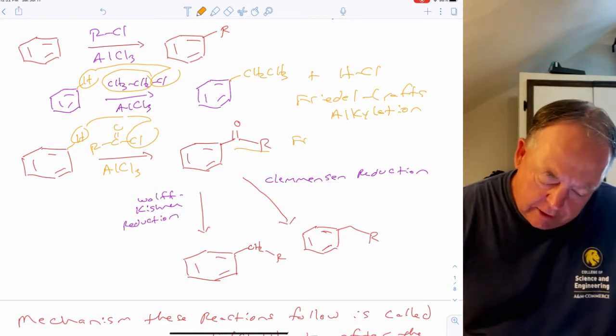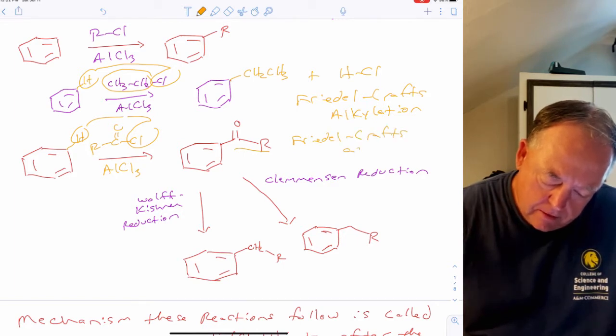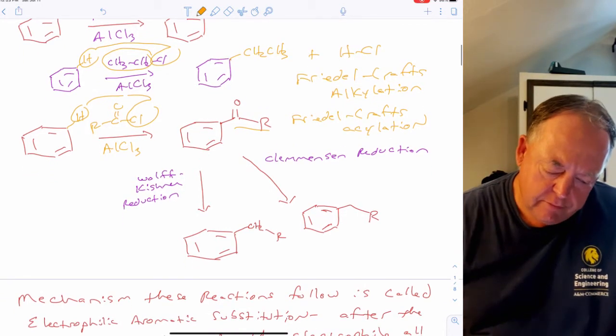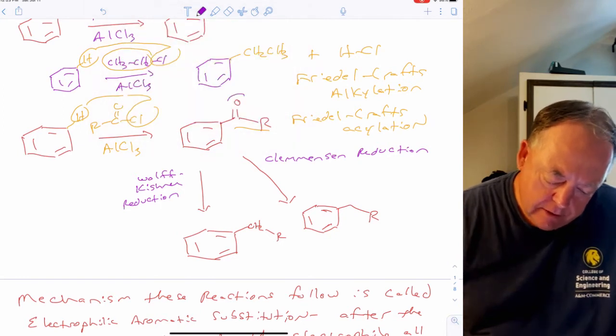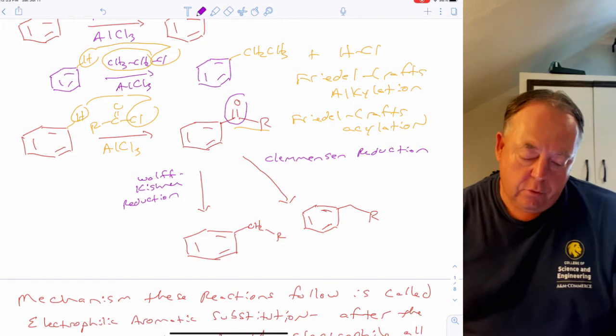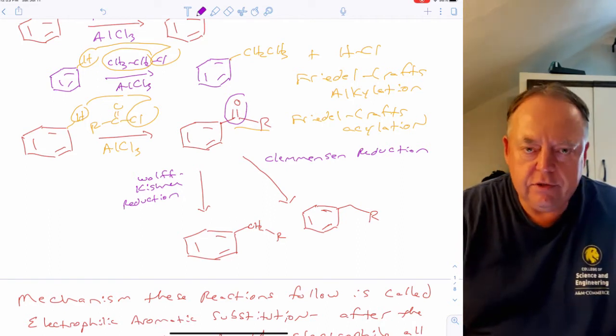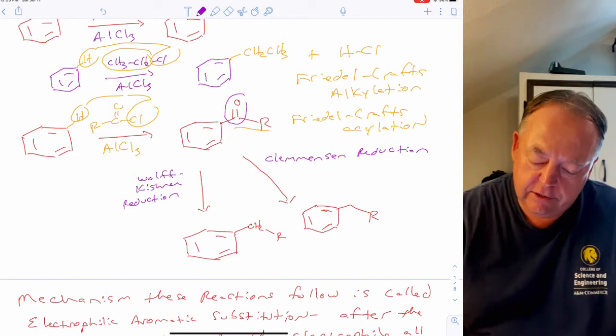And that's what's known as a Friedel-Crafts acylation. This can be useful because once you have the ketone on the ring, maybe you want a ketone, so you're done at this point. But you could potentially reduce the C double bond O down to a CH2.